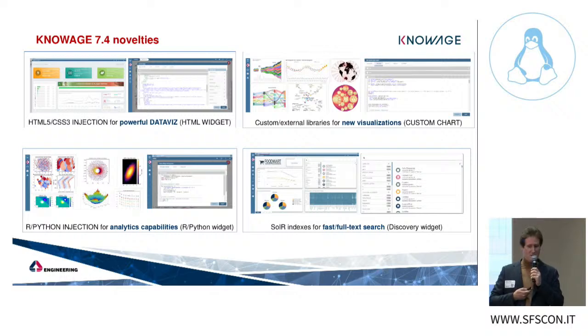The R and Python widget is intended mainly for data scientists. They can inject their own R and Python scripts for advanced data visualization, such as, for example, forecast, clusterization, classifications, and so on. The discovery widget allows to query Solr indexes for full text search. Solr is a very famous open source indexing and searching engine. All those widgets inherit the data context from OW2. I mean, data, along with parameters and other variables, are injected by OW2.